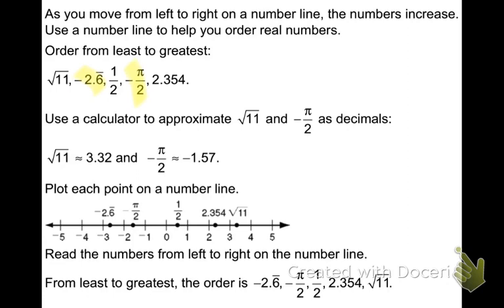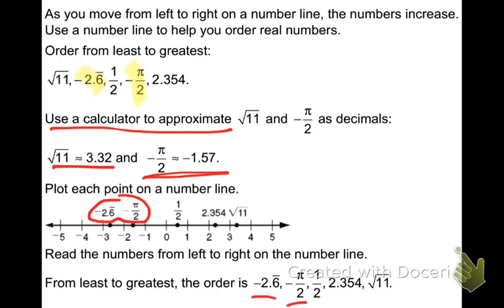I have negative 2.6 repeating, I have negative pi over 2. If you have to, you can use a calculator here to approximate. Square root of 11 is about 3.32. Negative pi over 2 is about negative 1.57. As I list them from least to greatest, I can put them on a number line, or just picture a number line, either way. Negative 2.6 is less than negative pi over 2, so we're going to go in that order.